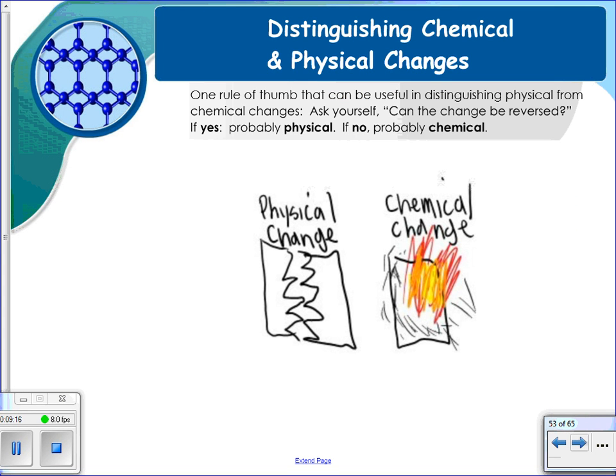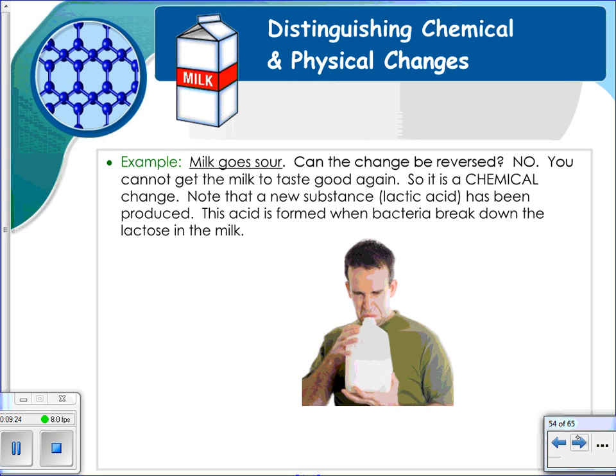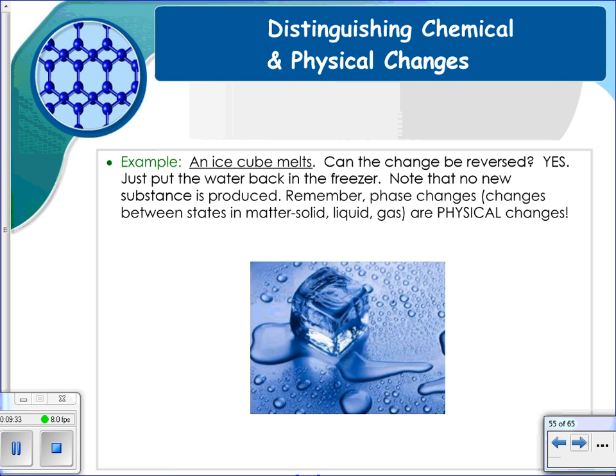One rule of thumb that can be useful in distinguishing physical from chemical changes: ask yourself, can the change be reversed? If yes, probably physical. If no, probably chemical. Milk sours. Can the change be reversed? No. It doesn't taste the same, so it's chemical. An ice cube melts. Can it be reversed? Yes, because you can freeze it, so it's a physical change.